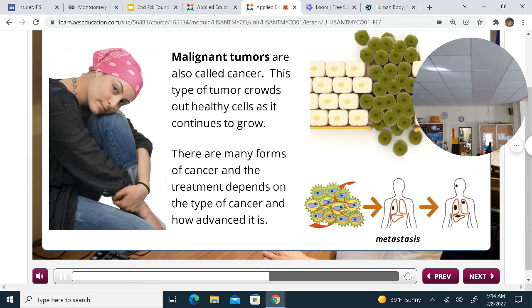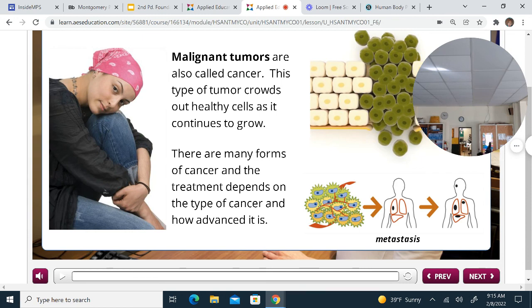There are more than 100 different types of cancer. Symptoms and treatment depend on the cancer type and how advanced it is. Treatment may include surgery, radiation and/or chemotherapy, and hormone therapy. So malignant are the bad tumors. Mal means bad. Cancer is like an overgrowth of cells.